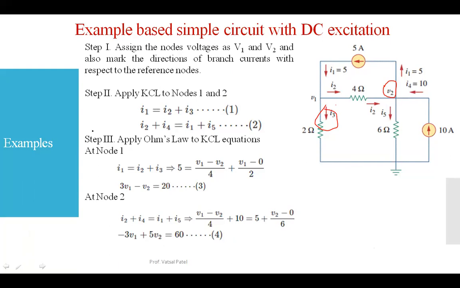You can see here that 3V1 minus 3V1 will be cancelled out. If you see equations number 3 and 4, when you add these equations, can you say 3V1 minus 3V1 will be cancelled out? So for V2, what can you write? Minus V2 plus 5V2 is equal to 80. So what is the value of V2 now? What is the value of V2 from these two equations? Can you tell me?